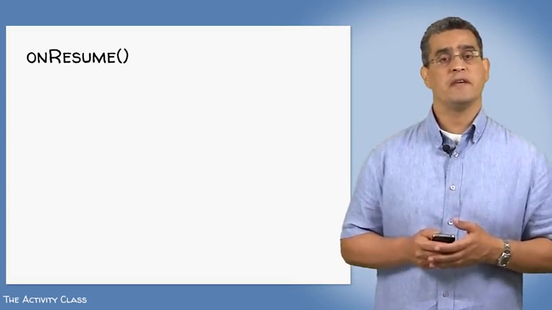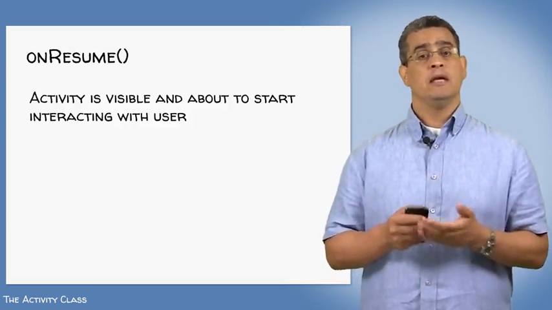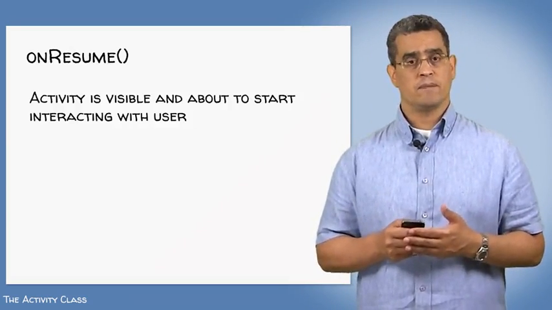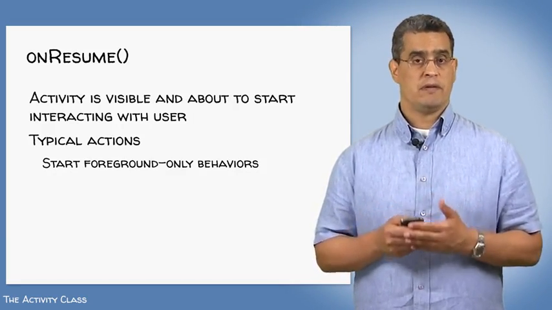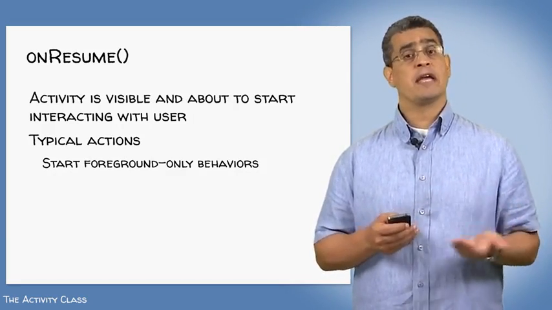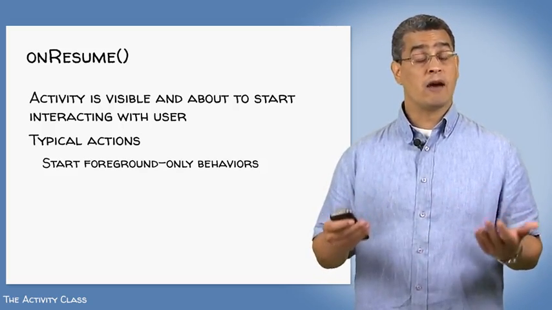The onResume method gets called when the activity is visible and about to start interacting with the user. And some things you do in this method are to start foreground-only behaviors. Things like starting animations or playing a background soundtrack.